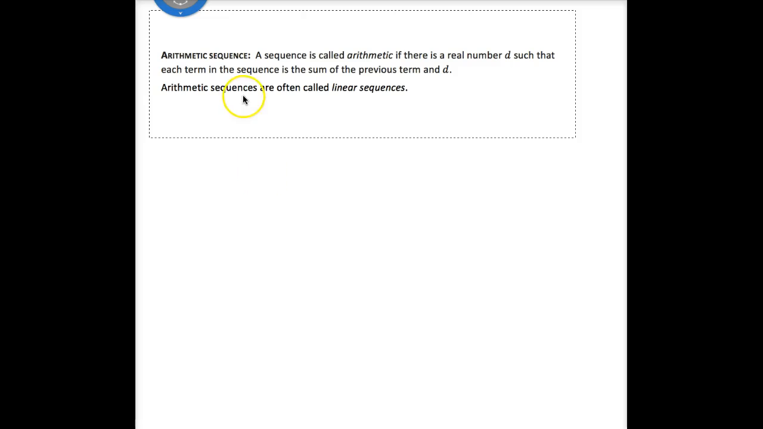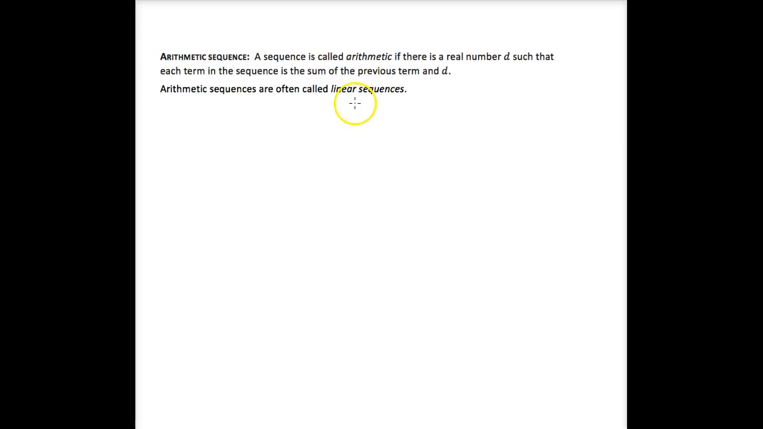So here's the beginning of a definition of an arithmetic sequence. The sequence is called arithmetic if there is a real number d such that each term in the sequence is the sum of the previous term and d. Arithmetic sequences are often called linear sequences. And that's something some of you discovered in the last lesson, where sometimes the lines were straight and sometimes not.